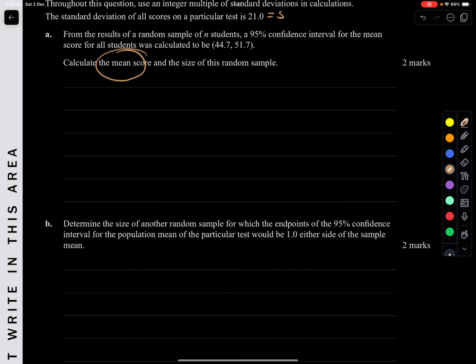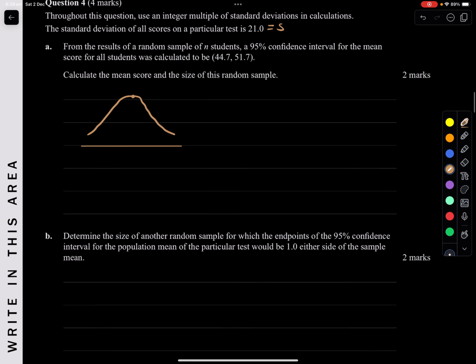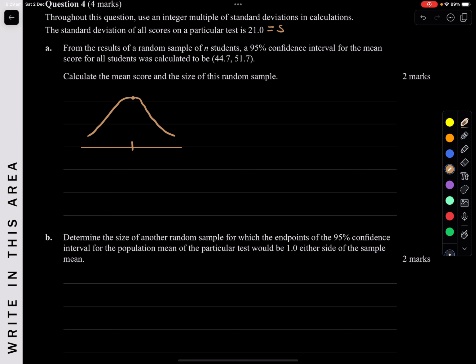I'm going to tell you right now, to find the mean score, it's the easiest one. This is how you do it. Imagine drawing a diagram, like a normal distribution curve. Let's draw a nice distribution curve. The mean's going to be in the middle, of course, and these are going to be equally distant in a confidence interval. So we know that's 51.7 and this one is 44.7, and these are equally distant from the mean. So the mean is the midpoint of these two values.